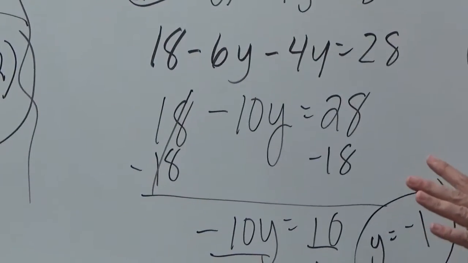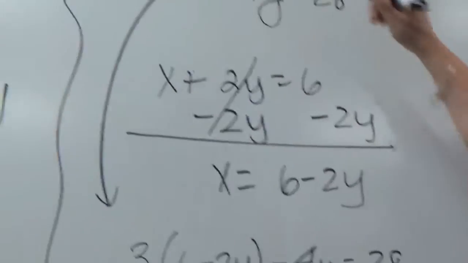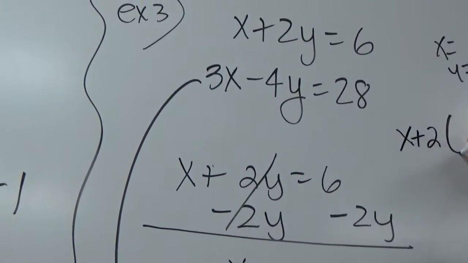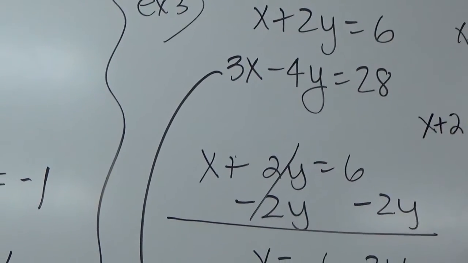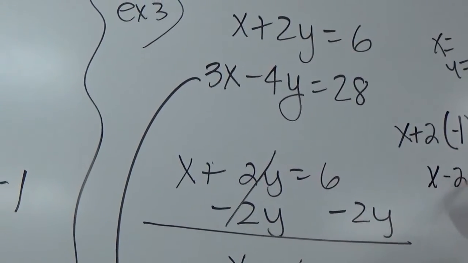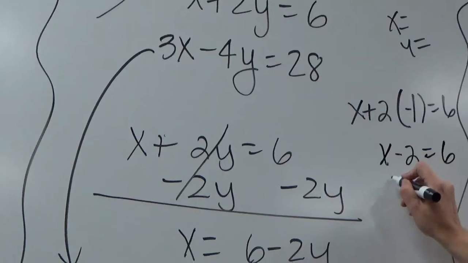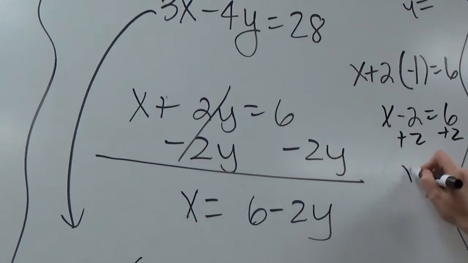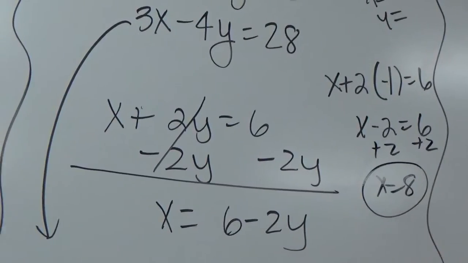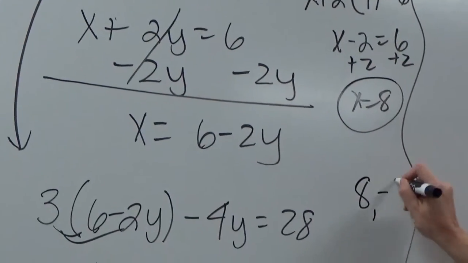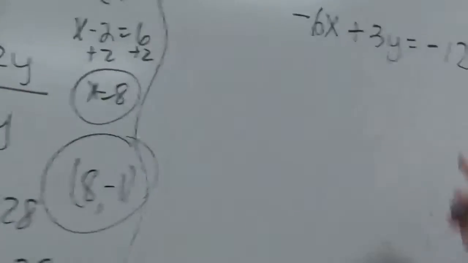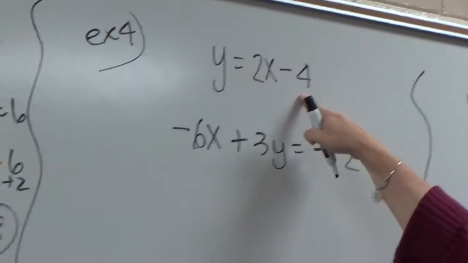So if I know y equals negative 1, go back to one of your original problems. I'm going to do x plus 2y equals 6. Instead of writing y, I'm going to write negative 1. x minus 2 equals 6. Add 2 to both sides. x equals 8. So there's my answer. That's my x, that's my y. Always write my x first, my y second. Bam.